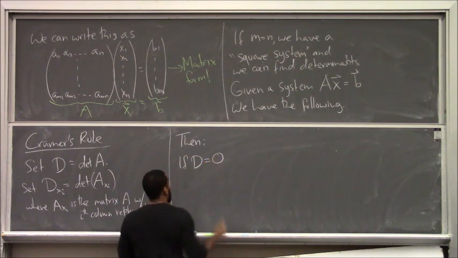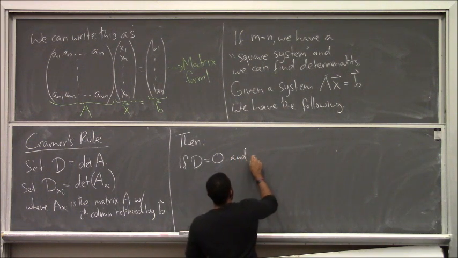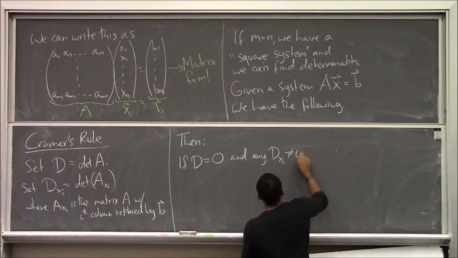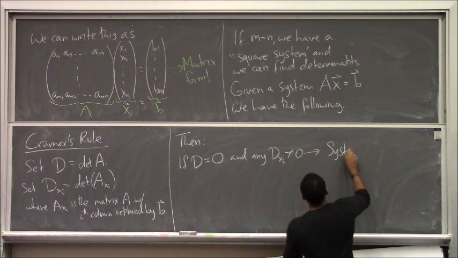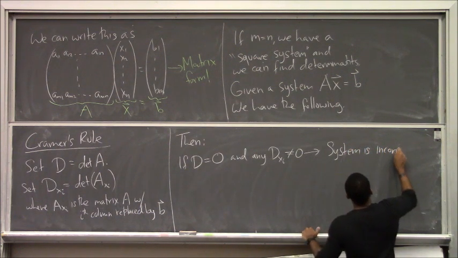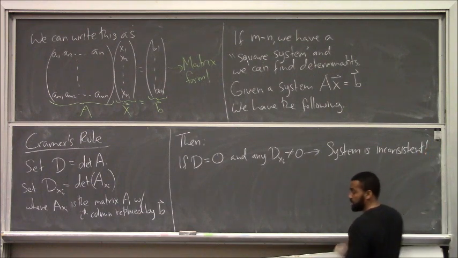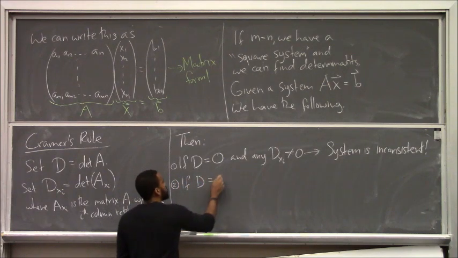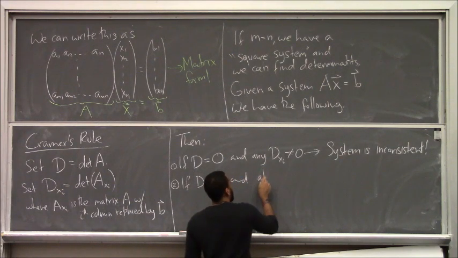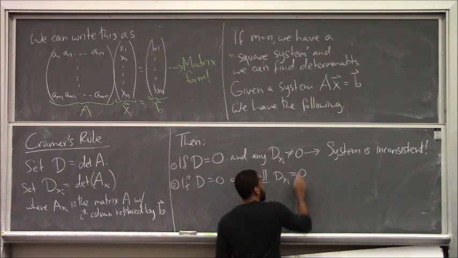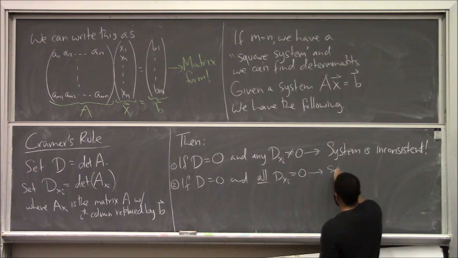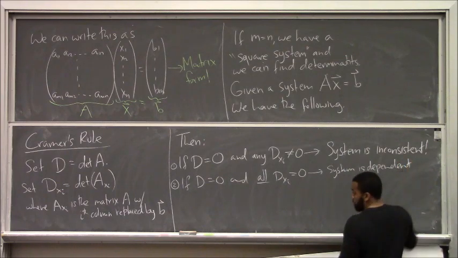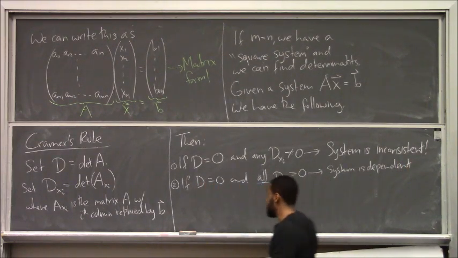If D equals 0 and any D_xi does not equal 0, the system is inconsistent. The system will have no solution in this scenario. Two, if D equals 0 and all D_xi are also 0, the system is dependent. Dependent means you will be able to find infinitely many solutions.